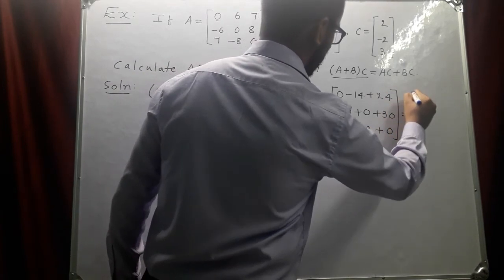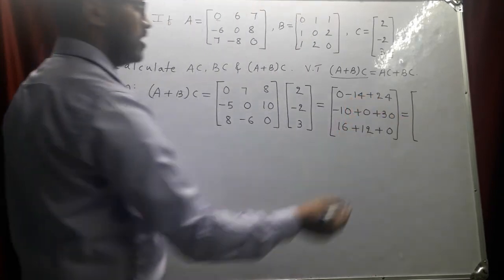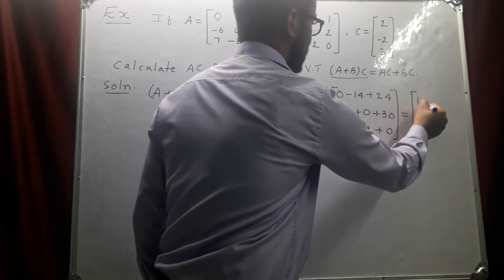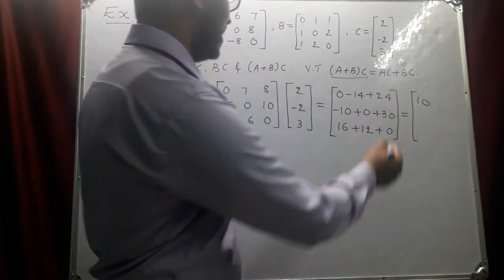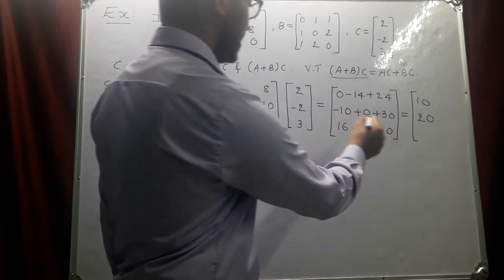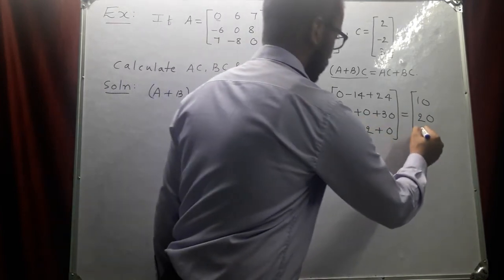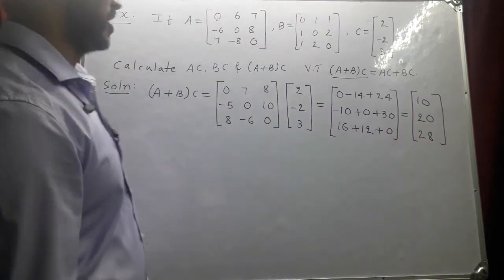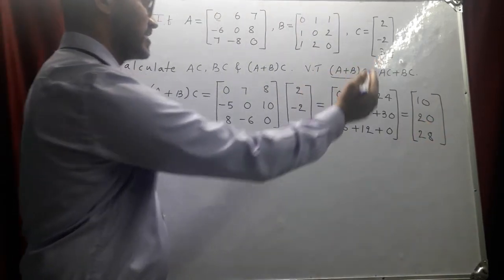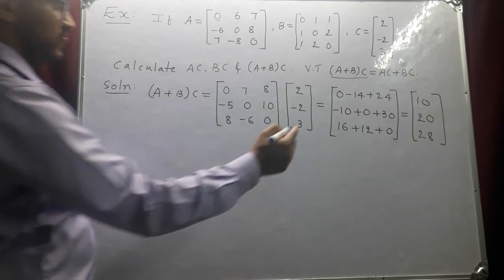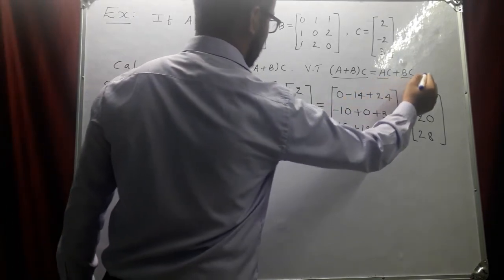So that is equal to 24 minus 14, that is 10. 30 minus 10, that is 20. 16 plus 12, 28. So we got the value of A plus B into C as 10, 20, 28. Now let us find the value of RHS.